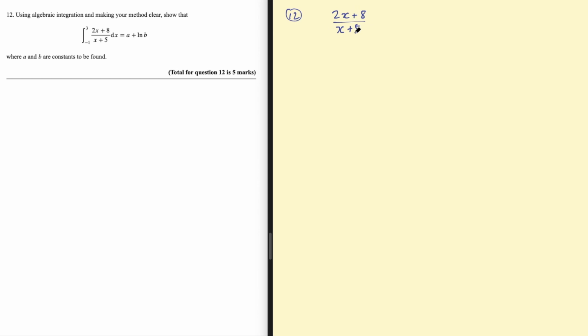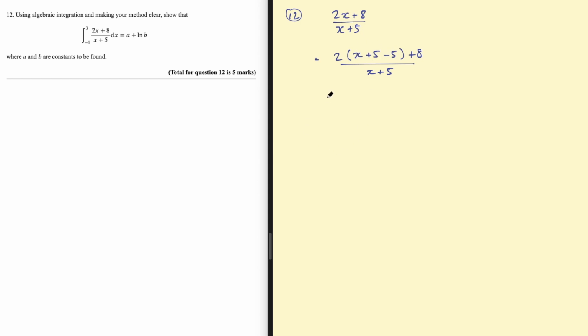Now, to make this easier to integrate, we can mess with it algebraically a little bit. And I'm going to write this x term slightly differently. So I'm going to write it as 2 times (x plus 5 take 5) plus 8 over x plus 5. This is sort of an algebraic trick that's useful when trying to simplify integrals. So if you haven't seen that before, then here you go, you're learning it now. This works because I've added 5 and subtracted 5, essentially adding 0, so it's still the same x term.